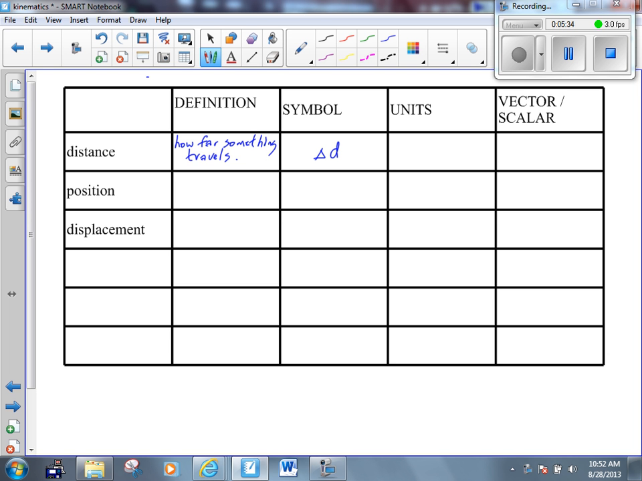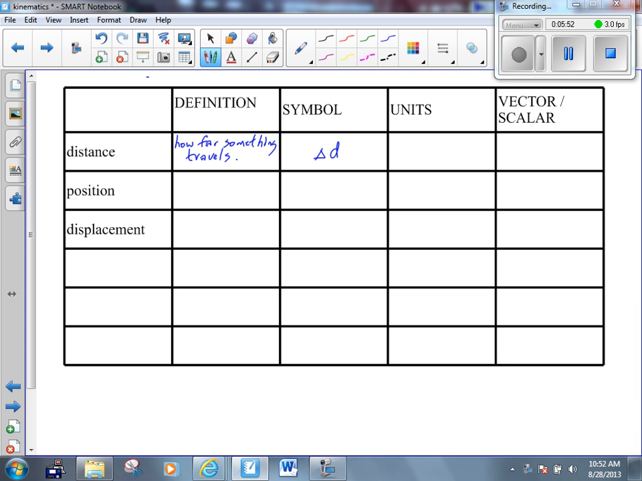You guys all know this from Science 10, right? What's that triangle, Jace? Delta. What does delta mean? Good. The difference, the change, right? If we're talking about how far something's traveled, then something's changed, right? Where you are has changed.